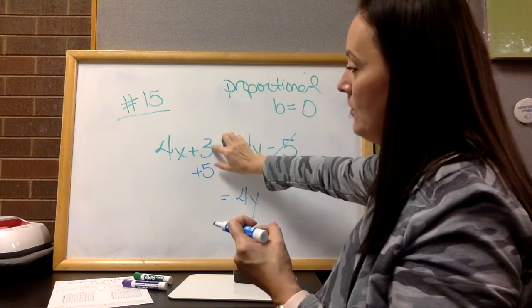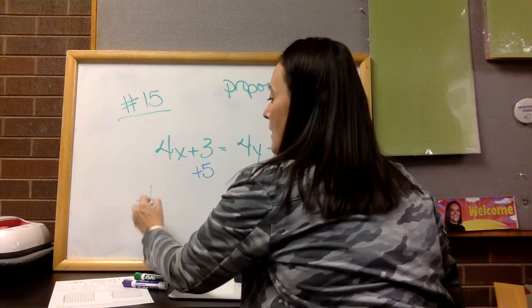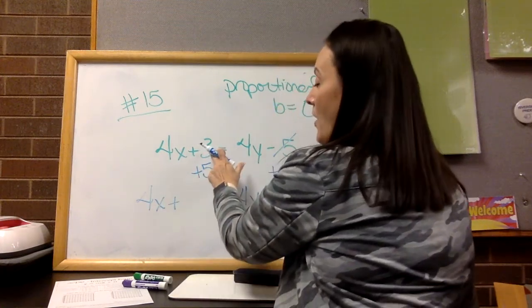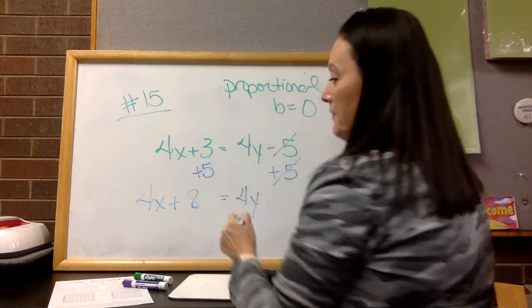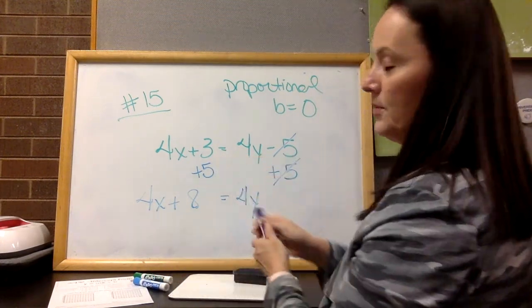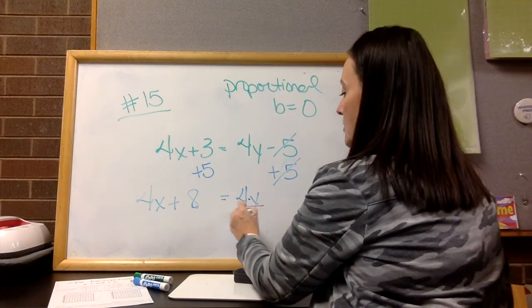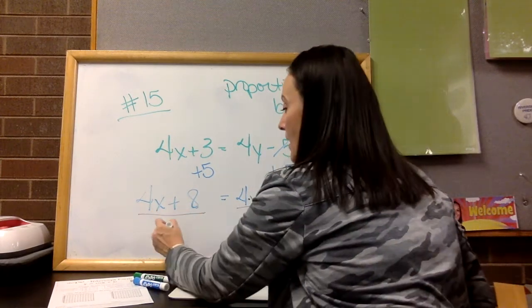Since these two are like terms, I can add the 3 and the 5. I can't do anything with that 4x. That 4x is just going to come down. 3 plus 5 gives me 8. So when I combine those like terms, I get an 8. My last step is to undo this time. So I'm going to divide by 4 there, and I'm going to divide by 4 there.